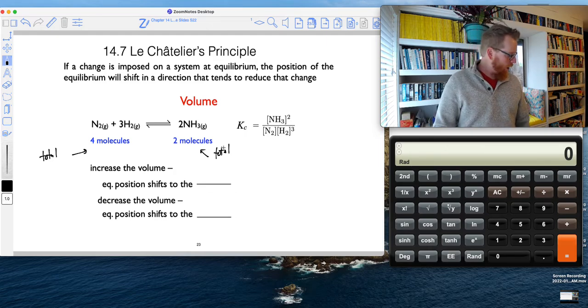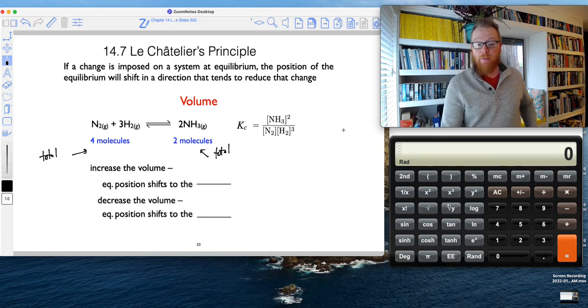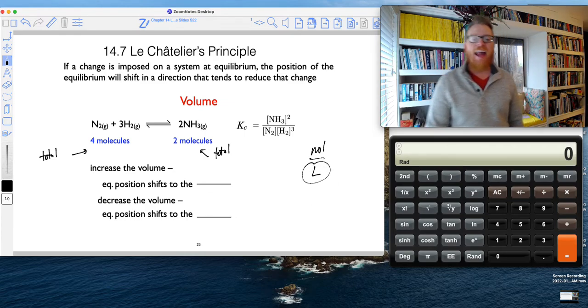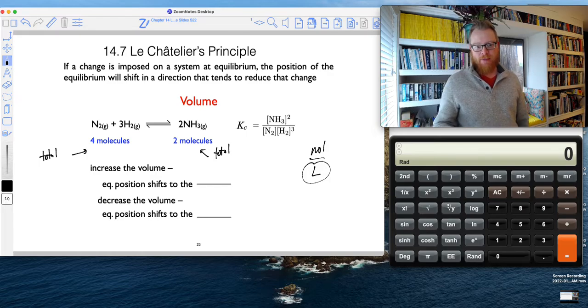Now what ends up happening is if I increase the volume of this system, remember this is moles per liter. If I'm increasing the volume, that has the effect of decreasing the concentration. To compensate for that, the system is going to want to shift to the larger concentration of molecules so that the concentration is preserved. So if I increase the volume, I make the liters bigger, then I also have to make the moles bigger.